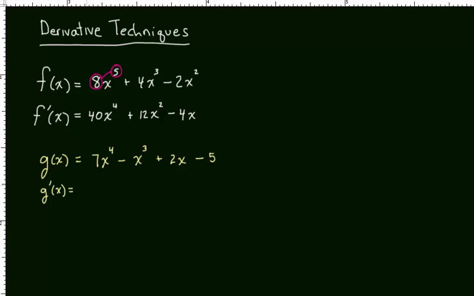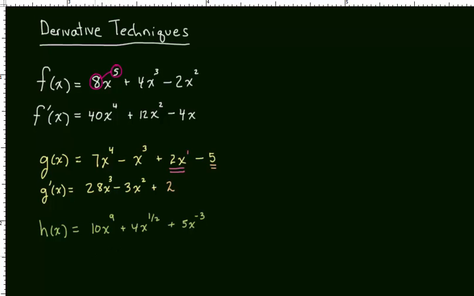g prime of x equals 28x to the power of 3 minus 3x squared plus, now we could be a robot methodical about this and treat this as x to the power of 1, and the 1 times the 2 is 2 x to the power of 0, anything to the power of 0 is 1. Or think of this term as a linear portion, and the derivative of a linear is just the slope. So the derivative of 2x is simply 2. And then here we have a constant, and the derivative of a constant is 0. So that's the derivative.